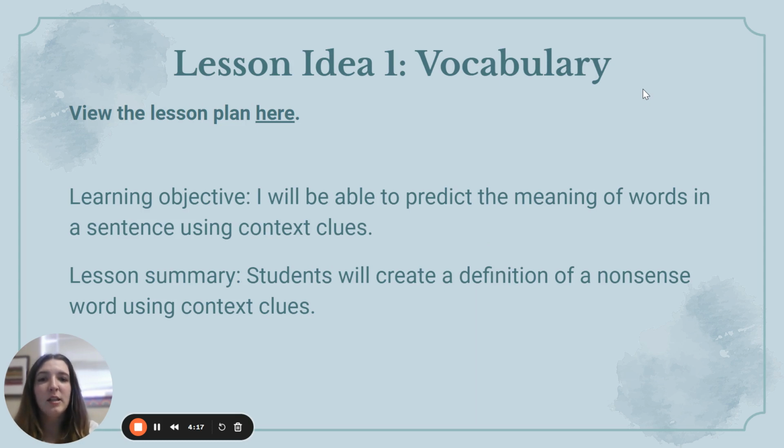So we're going to look at a few quick lesson ideas that you can use in your content area to develop vocabulary skills. In this lesson, which if you want to click into it for all of these, you can see more detail, students will practice using their context clues to define a nonsense word. You'll give them a passage that has a nonsense word, and then they have to work together, identify those context clues, and try to create a definition for it.